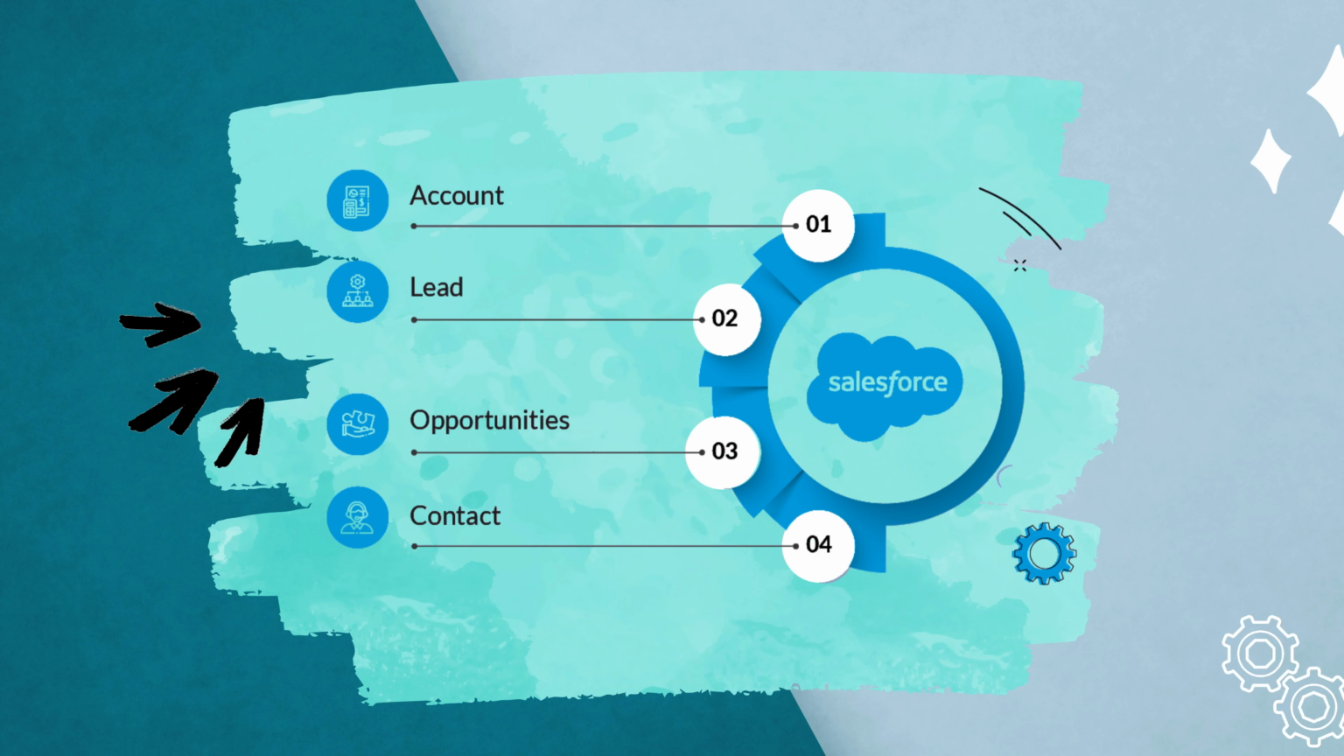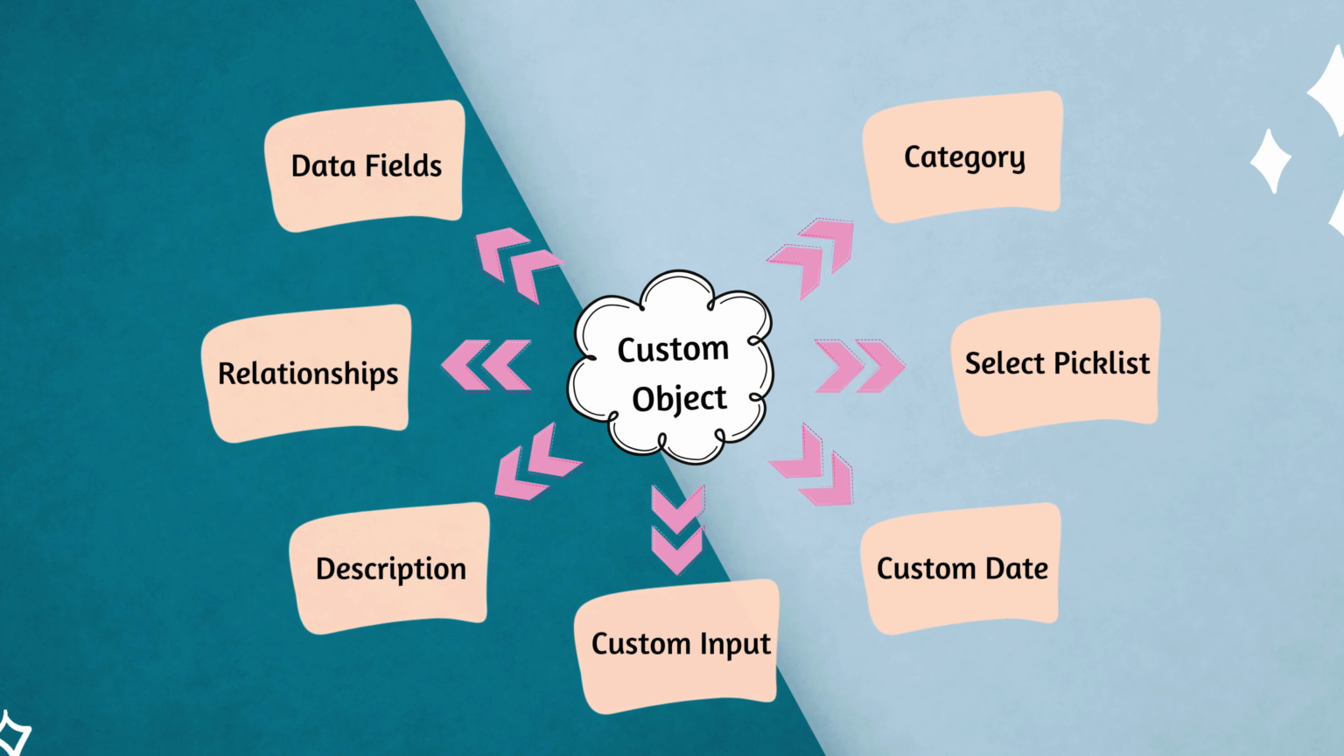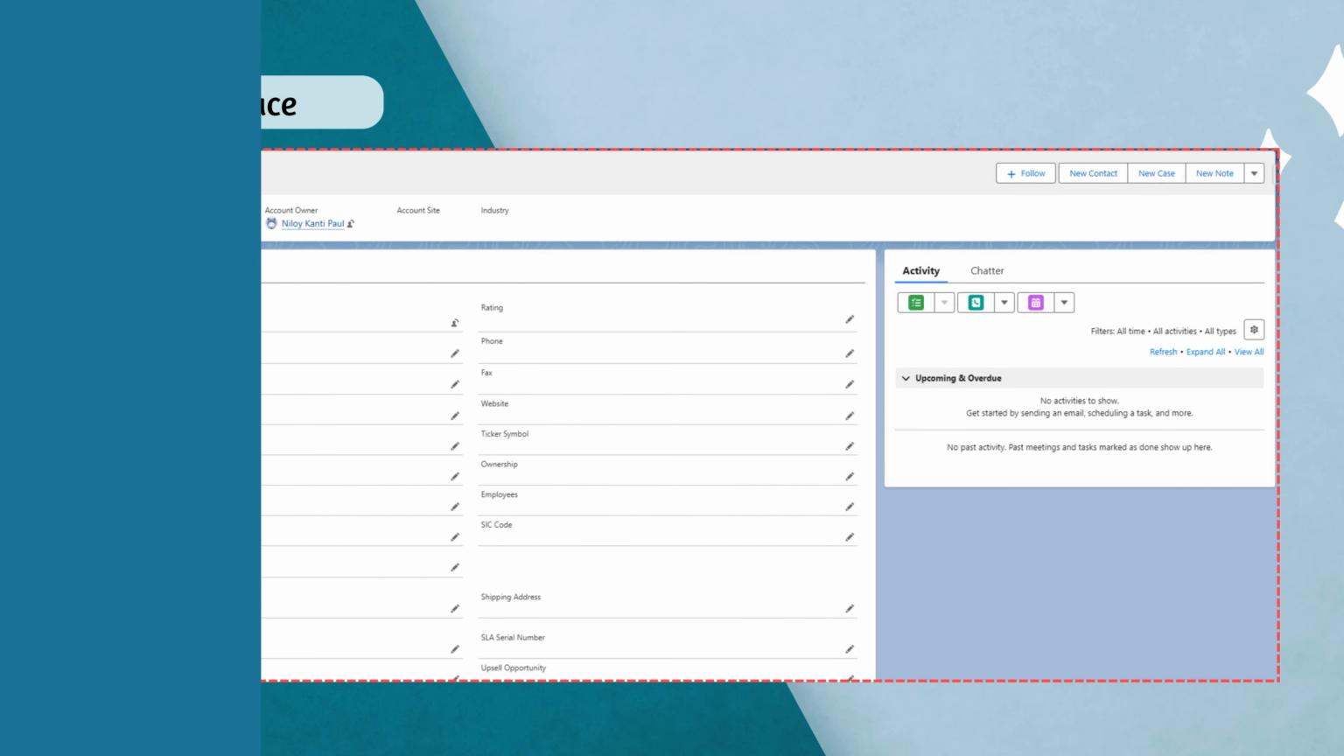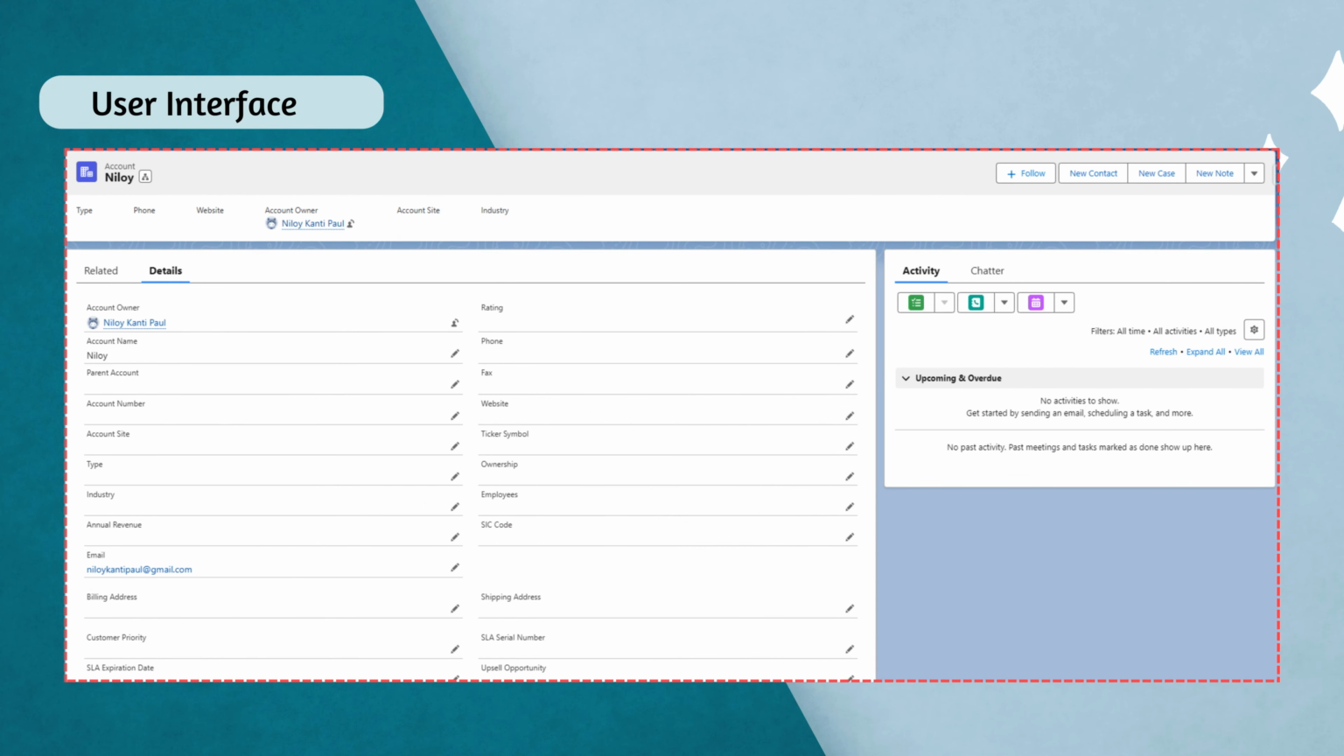Standard objects come pre-built with Salesforce, encompassing common business entities such as account, contact, lead, and opportunity. Custom objects, on the other hand, are tailor-made for specific business needs. Objects aren't just containers, they bring specialized functionality. For example, when you create a custom object, Salesforce automatically generates the user interface's page layout.